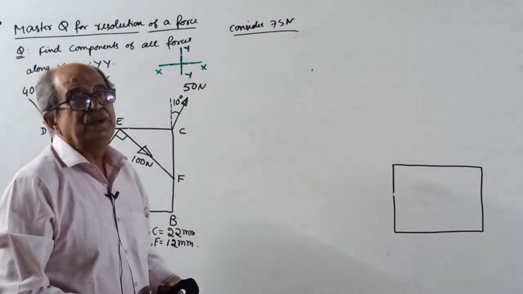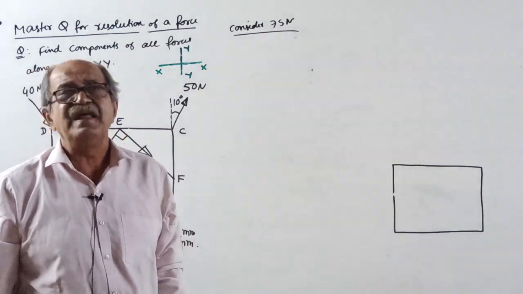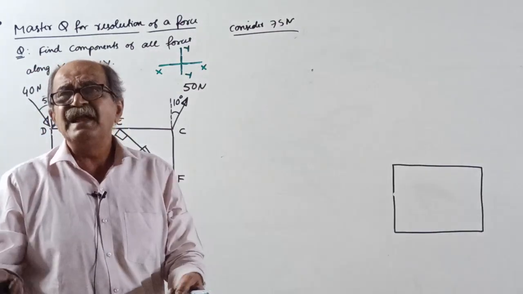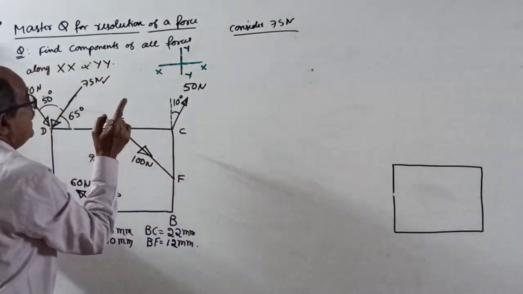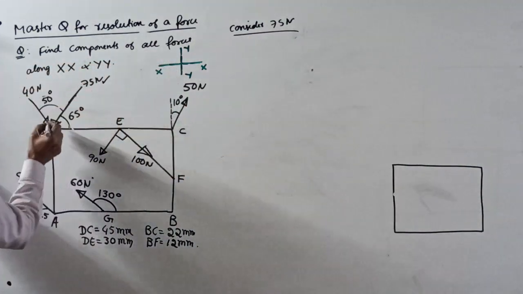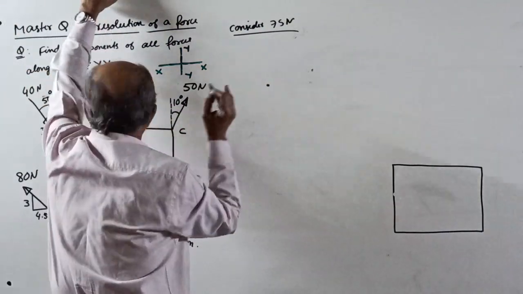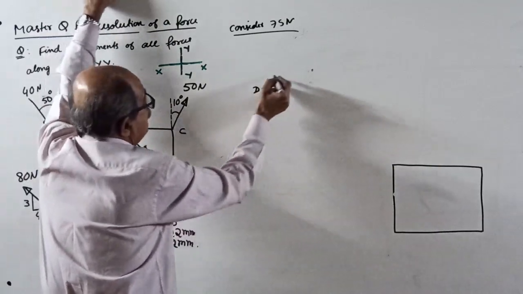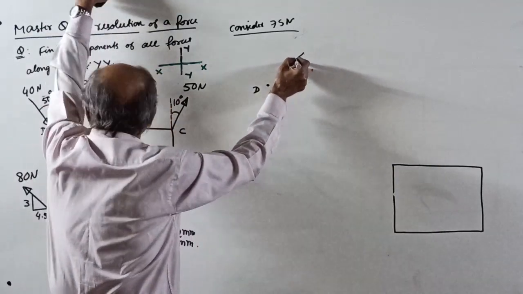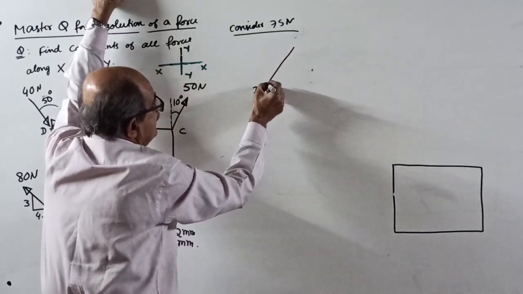Like sometimes with names, if two persons have identical names, initials will be there. If that also is the same, something else will be there. Okay, 75 Newton. See correctly through which point it is acting. It is acting at the point D. So mark the point D here. This is D. The 75 Newton force is coming like this. I am not using a scale actually.